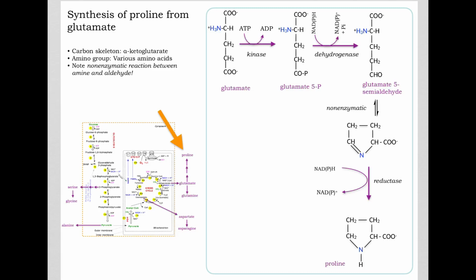We mentioned several times in previous videos that one reaction that can happen very well in water is the reaction between an aldehyde and an amine. And that's exactly what happens in the next step, where the aldehyde reacts with the amine, not even needing an enzyme because this reaction happens very fast. So this is a non-enzymatic step that gives us this product here, which is then reduced once again by a reductase to give you the non-essential amino acid proline.